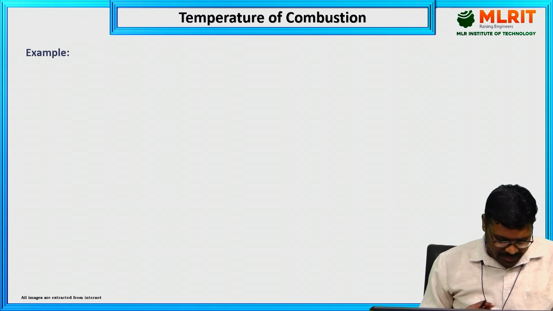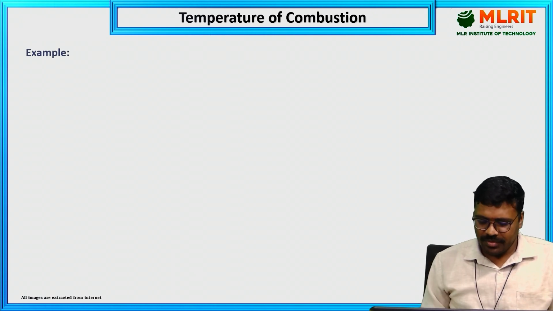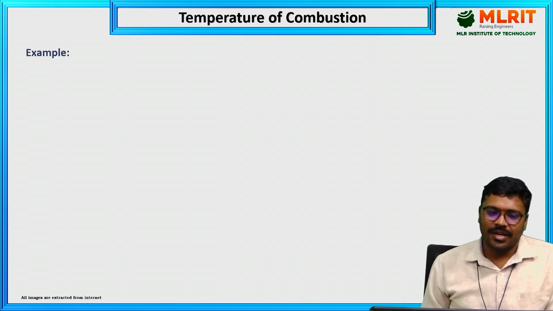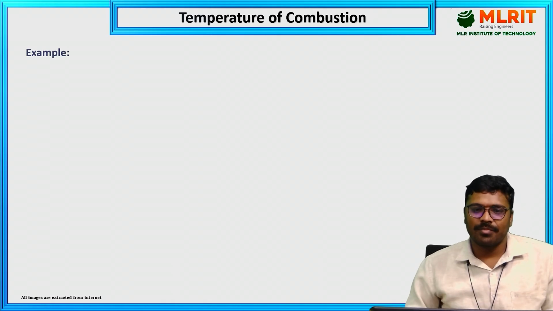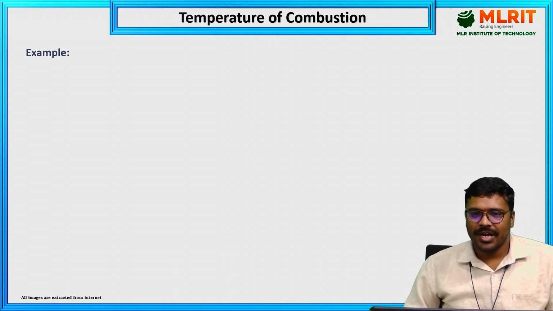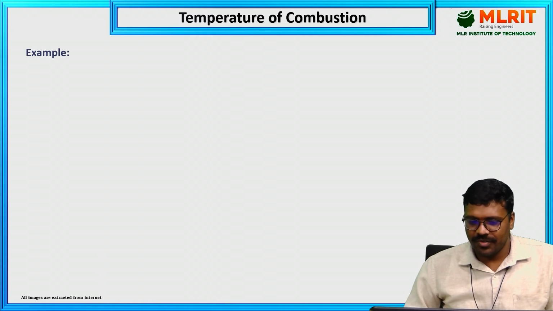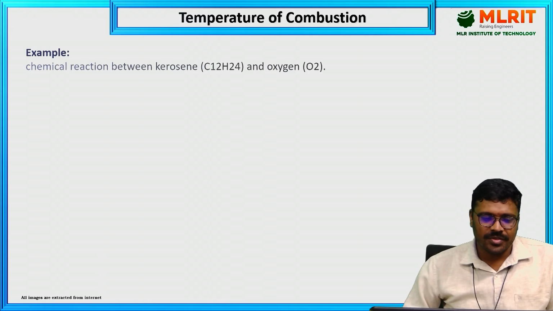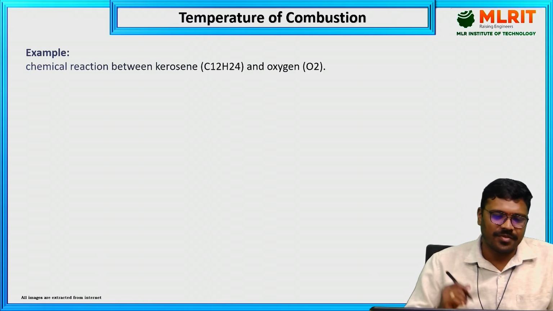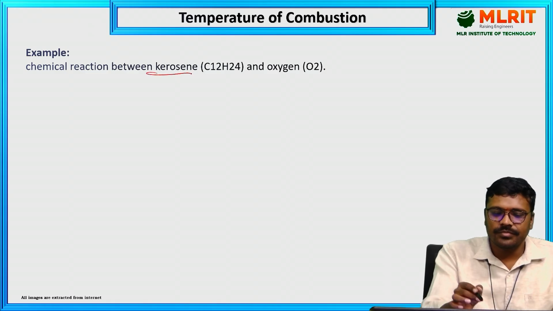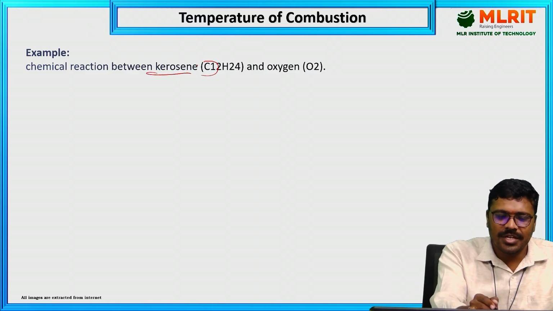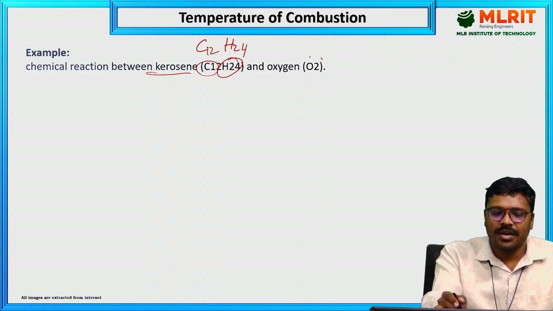So now we'll take some examples and discuss how the combustion products form at different conditions, like oxidizer rich, fuel rich and stoichiometric. First we consider a chemical reaction between kerosene, whose formula is C12H24, and oxygen, O2.